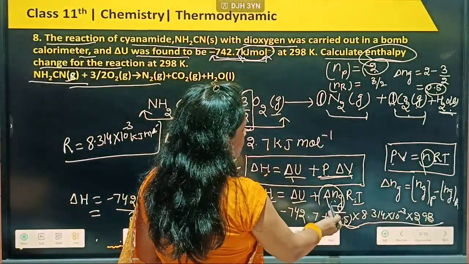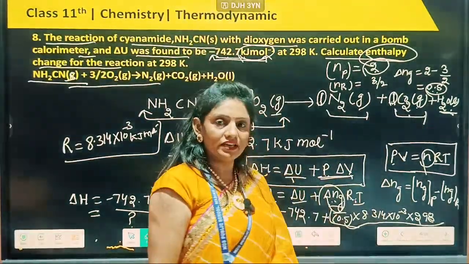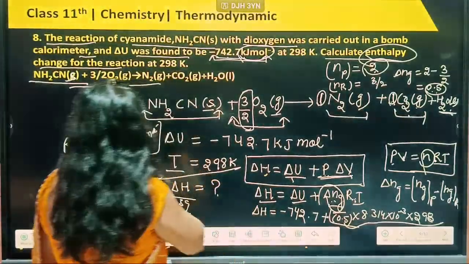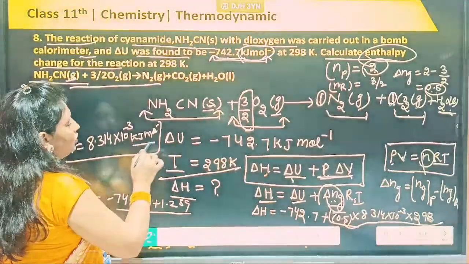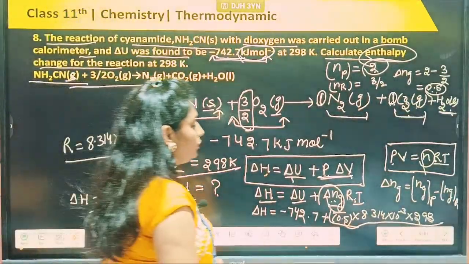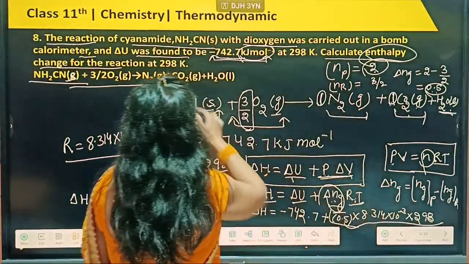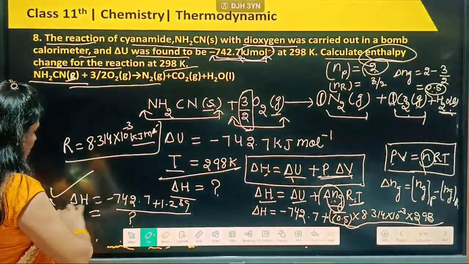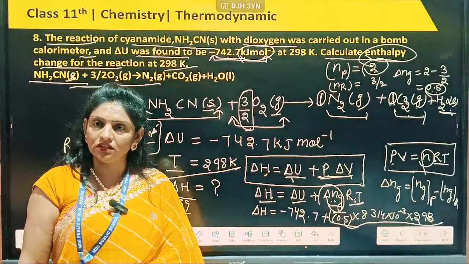Now we have the value of del U because it is already given to us. The value of Ng we have calculated. R is the gas constant, so we can take 8.314 into 10 raised to power minus 3 kilojoule per mole into T. The temperature value is also given to us. So by calculating only, we can find out our answer. Any doubt in this?